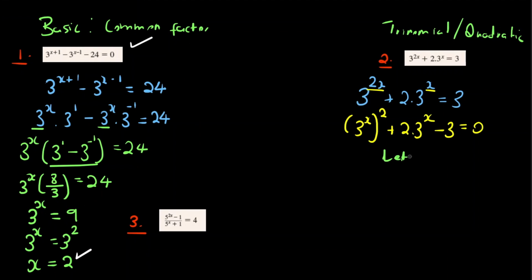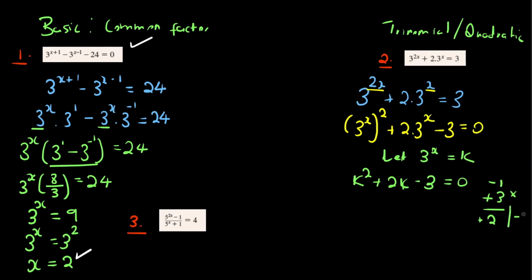We can let 3 to the power of x be equal to k, meaning that where there's 3 to the power of x, we substitute in k, so it will be k squared plus 2k minus 3 equals 0. Now you see that we have quadratic factors of 3, 1 and 3. How can we write the signs of 1 and 3 to give us positive 2? You can say positive 3 minus 1, 3 minus 1 will give us positive 2. Minus 1 times 3 will give us negative 3.